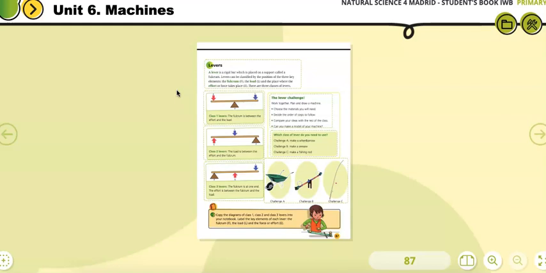We are going to continue discussing machines. As a reminder, who can tell me what is a machine? Why do we use machines? Give me two examples of reasons why we would need to use a machine.